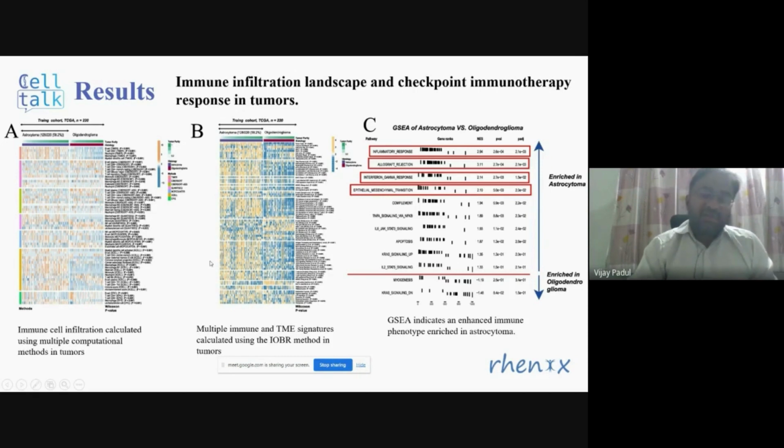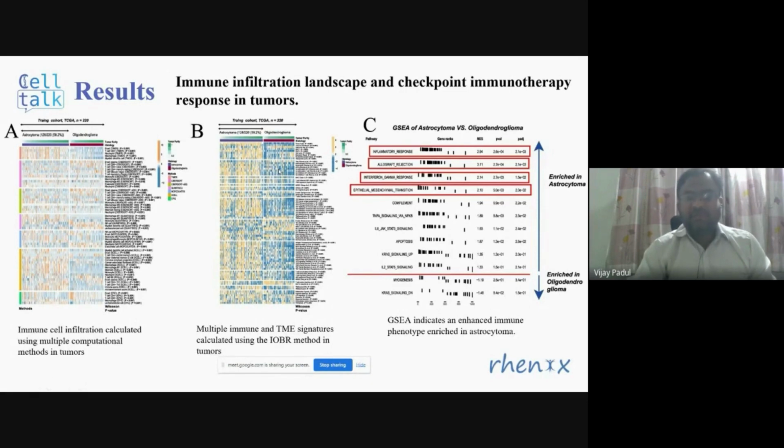Then they also analyzed the tumor microenvironment by using one method that is called the IOBR method. Here also they find a difference between astrocytoma and oligodendroglioma, in that astrocytoma has a higher tumor microenvironment signature as compared to the oligodendroglioma. And it is known that oligodendroglioma responds less to immune checkpoint immunotherapy as compared to astrocytoma, and that is due to the immunologically cold nature of oligodendroglioma tumors.